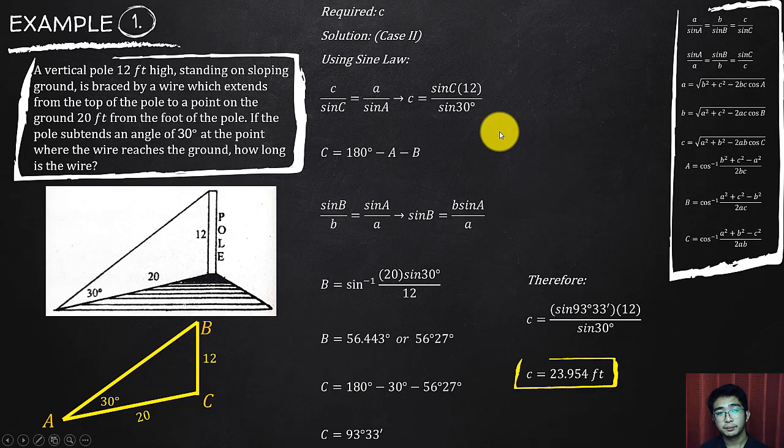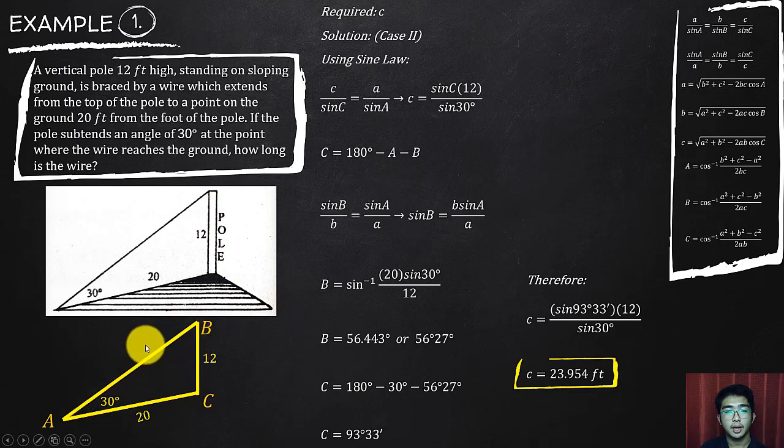If you recall, for the solutions of oblique triangles, we have 4 cases: cases 1, 2, 3, and 4. The cases vary depending on what is given in the problem. And in this particular problem, we are given what? An angle and 2 sides. This is actually case 2. For case 2, we solve it exclusively using the law of sine. So we're going to use the law of sine. How do we solve now our particular length of the wire?